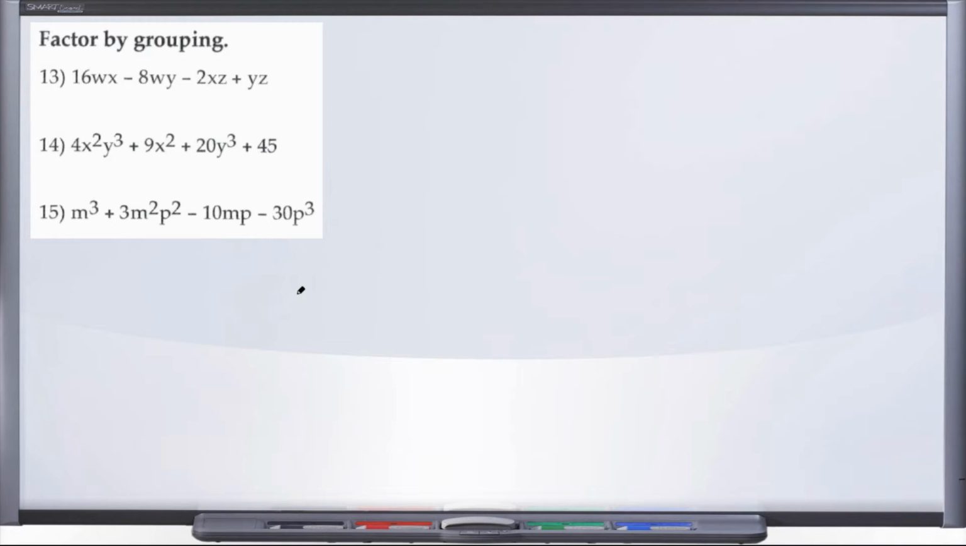All right, so let's go ahead and continue with some more factoring by grouping by looking at 13, 14, and 15. And let's go ahead, I'll rewrite our questions out here so we have a little bit more room to work with. Minus 2xz plus yz. All right, so these are going to be a little bit more difficult, but we're going to use the exact same steps and process that we did with the first set of factoring by grouping.